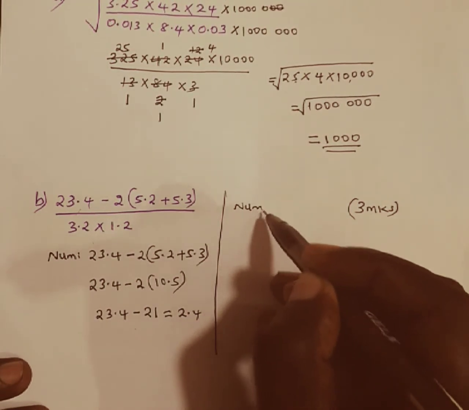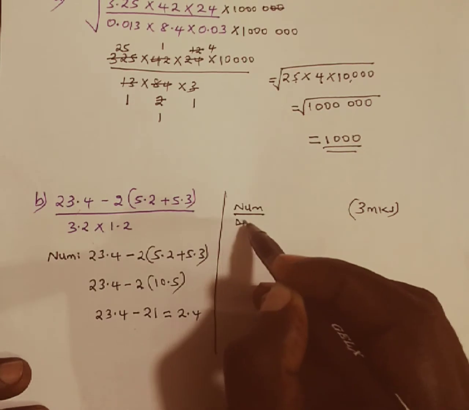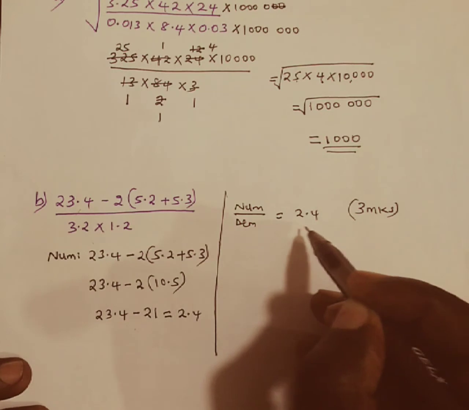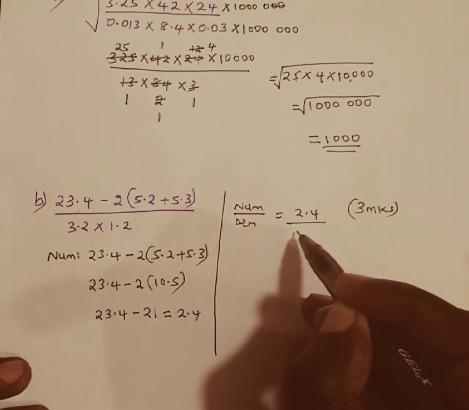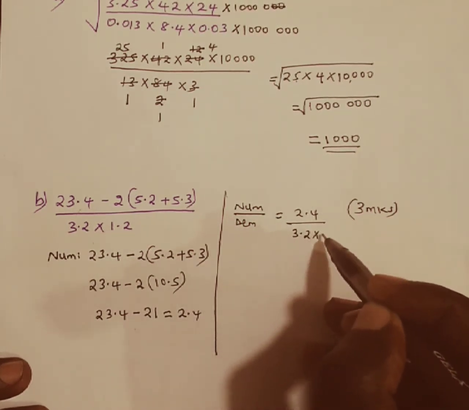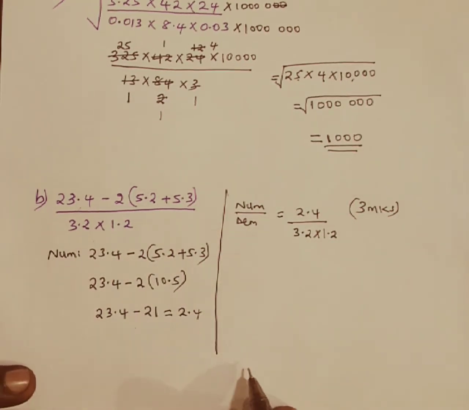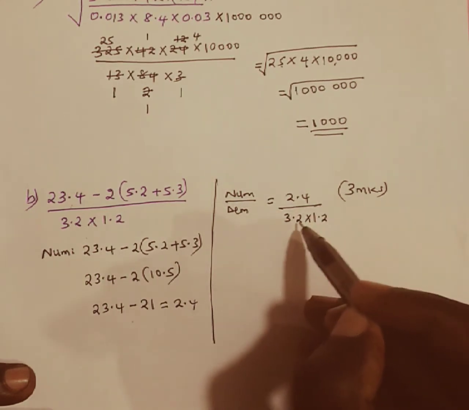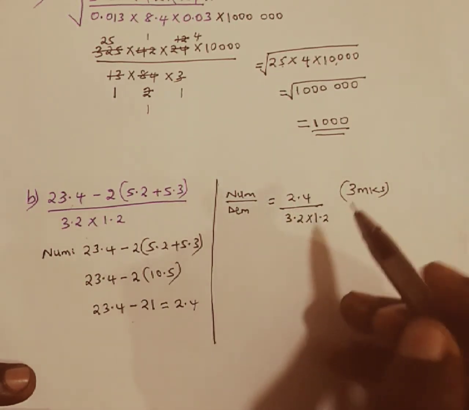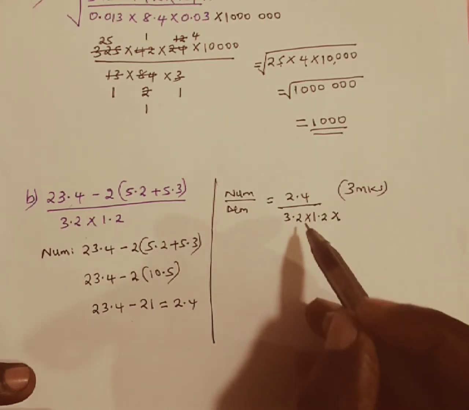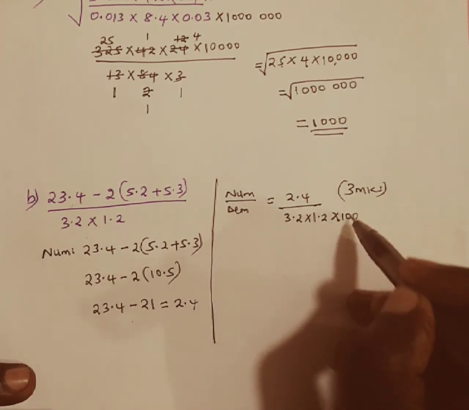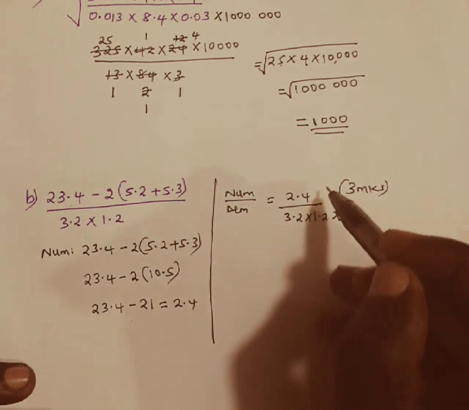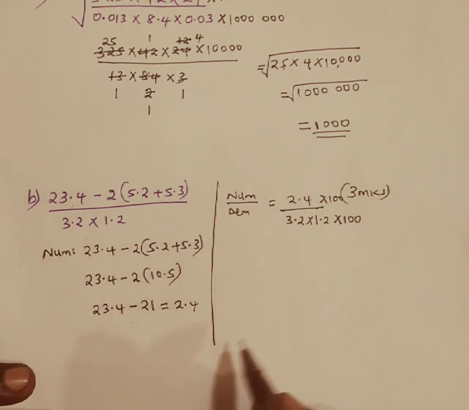So if we take the numerator over the denominator, we are going to have 2.4, everything divided by 3.2, we multiply by 1.2. At this point now we can eliminate the decimal points. The denominator has 2 decimal points while the numerator has 1, so we are going to use the number of decimal points in the denominator. So to eliminate the decimal points in the denominator, we multiply by 100. We also do the same with the numerator.